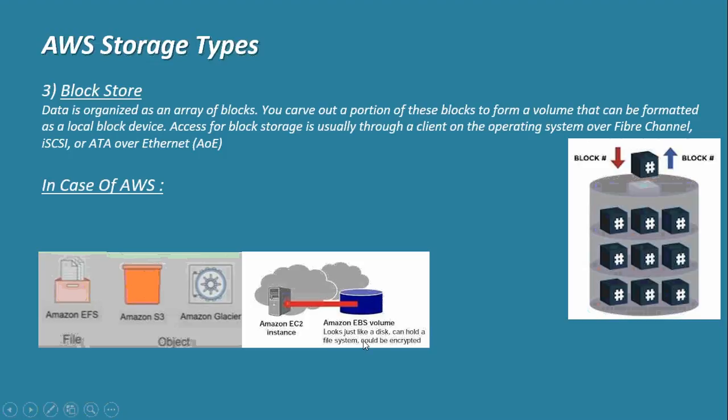So these are the three file systems or types of storage which AWS provides us. Depending on our need, what kind of business we want to run or the applications we have, we can choose accordingly. So let's see what these different types are and what their use cases are.